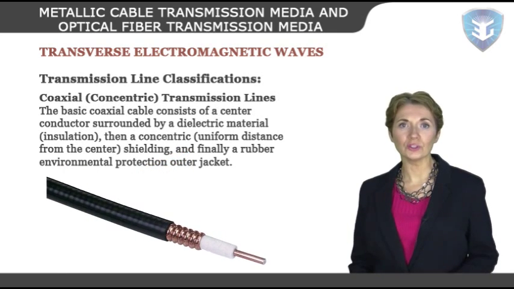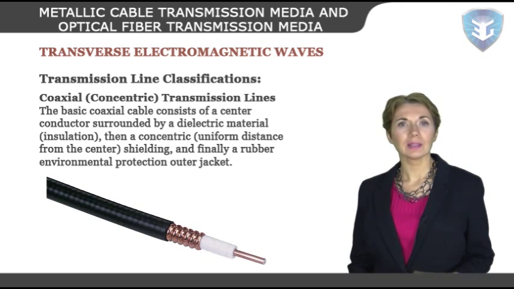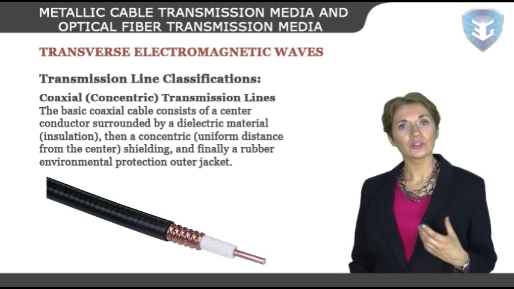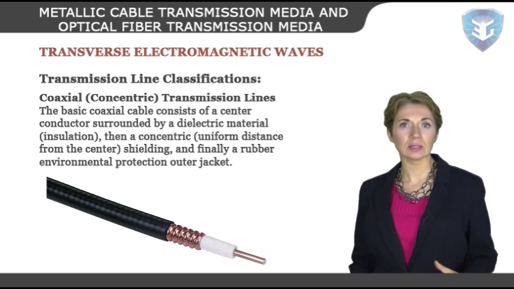Coaxial or concentric transmission lines. The basic coaxial cable consists of a center conductor surrounded by a dielectric material, insulation, then a concentric uniform distance from the center, shielding, and finally a rubber environmental protection outer jacket.